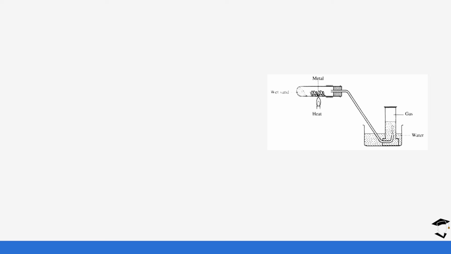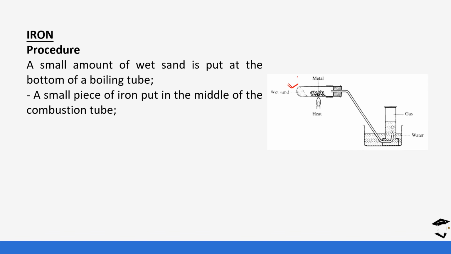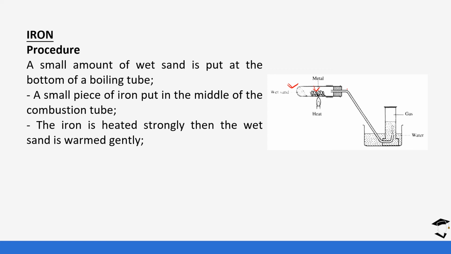So next we are going to look at the next metal which we used for this reaction, which was iron. Also a small amount of wet sand is put at the bottom of the boiling tube, as you can see, and then a small piece of iron was placed at the middle of the combustion tube or the boiling tube. And then a delivery tube was attached to the combustion tube, and attached to a gas jar placed on top of a trough containing water.